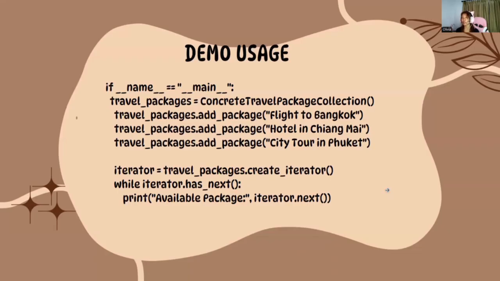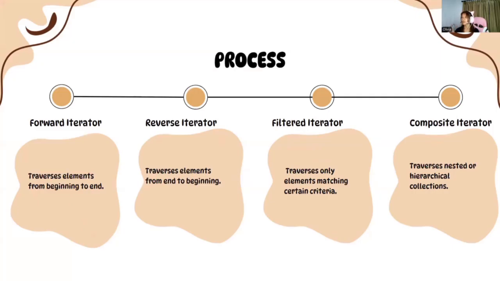So let's see how we use it in practice. At first, we create a list of travel packages, and then we add packages like flight to Bangkok, hotel in Chiang Mai, city tour in Phuket. And then we ask the collection to give us the iterator. Then the iterator allows us to go through all the travel packages one by one by using the hasNext method. And after all of this, it will print the available packages by using the next method.